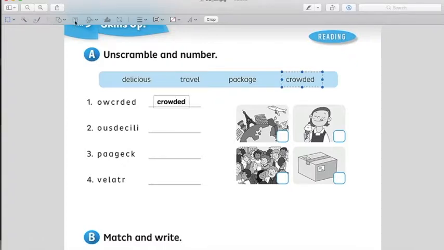So which one of these pictures means crowded? This one, or this one, or this one? We have to write the number in these boxes here. The word crowded means this: so many people, many, many people. So we write number 1 here. Next word.